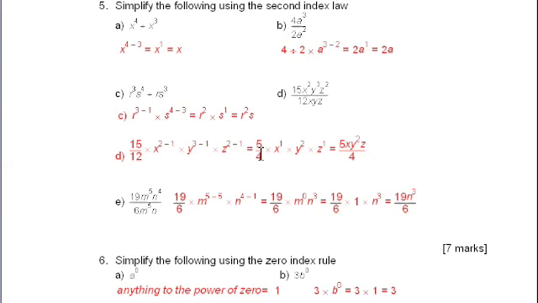So if we cancel 15 over 12 through by 3, we get 5 over 4. X to the power of 2 minus 1 is x to the power of 1. Y to the power of 3 minus 1 is y to the power of 2. Z to the power of 2 minus 1 is z to the power of 1. So we can write that as 5x y squared z all over 4.